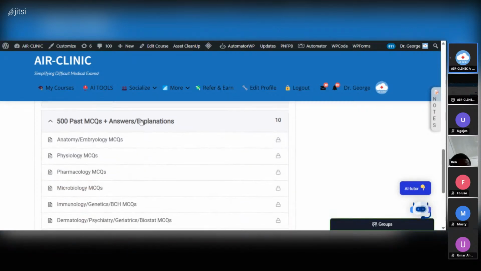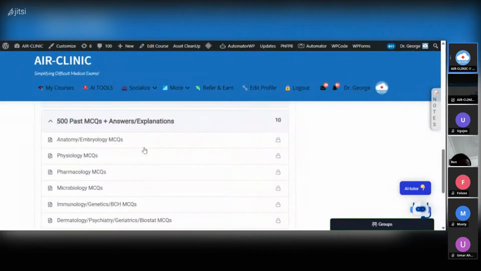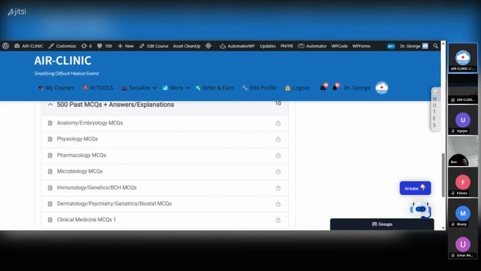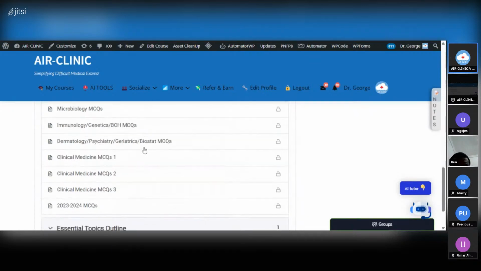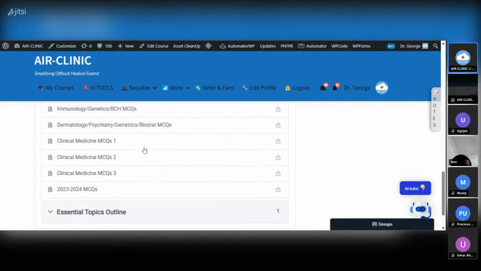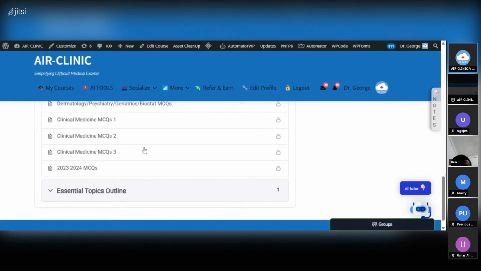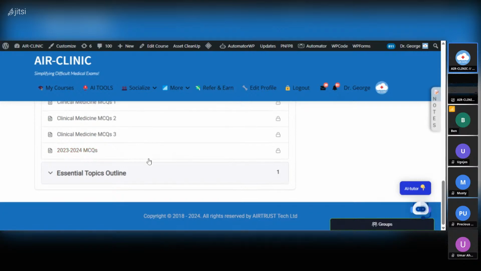Now, as you keep scrolling down, you will see the section that has the 500 past MCQs, answers, and explanations. Okay, so there you see it is still subdivided into subjects: anatomy and embryology, physiology, pharmacology, microbiology, immunology, genetics, biochemistry, dermatology, psychiatry, geriatrics, clinical medicine 1, 2, and 3. Then 2023, 2024 MCQs.